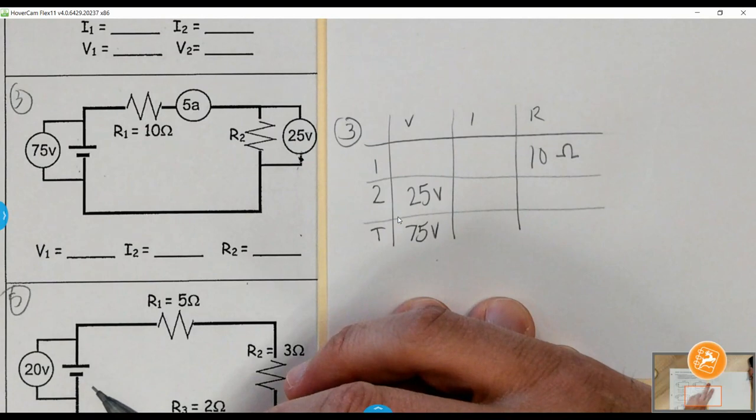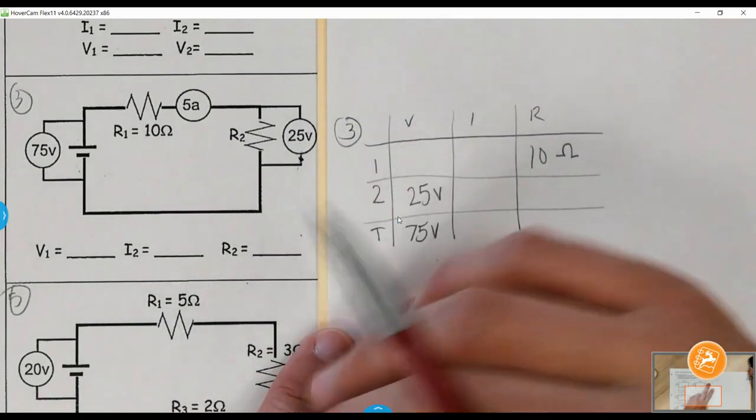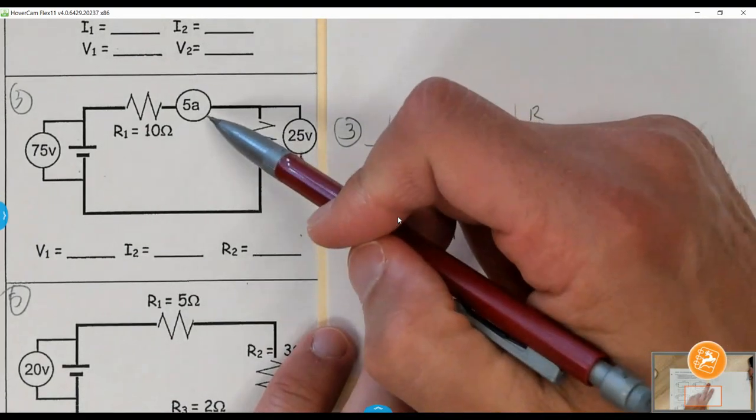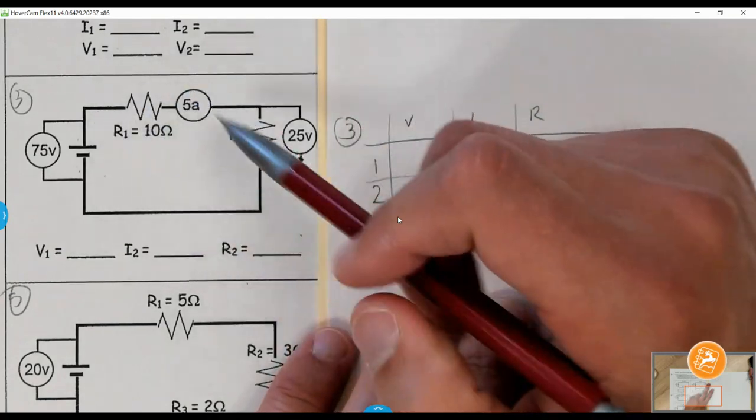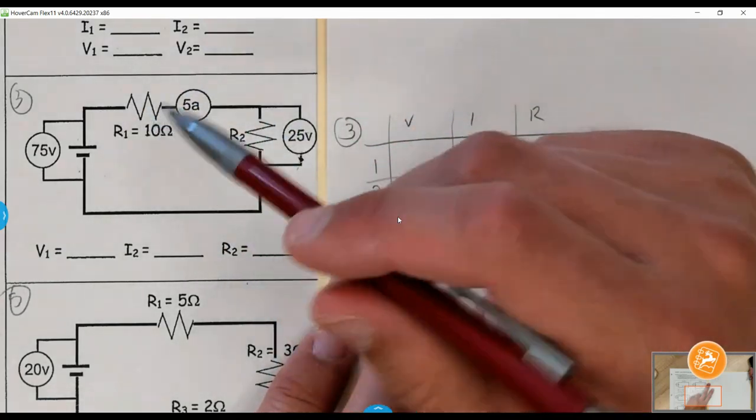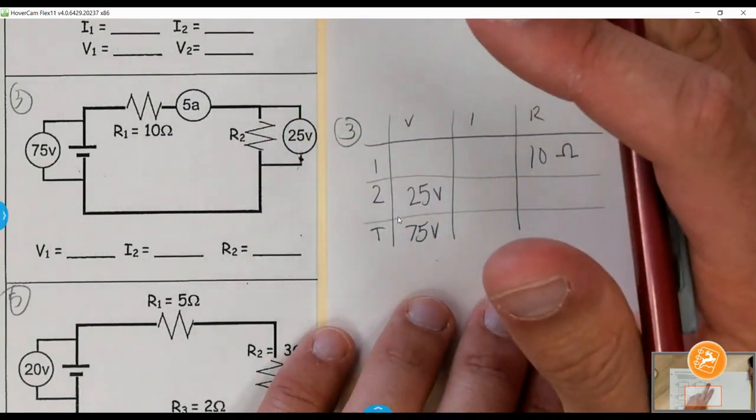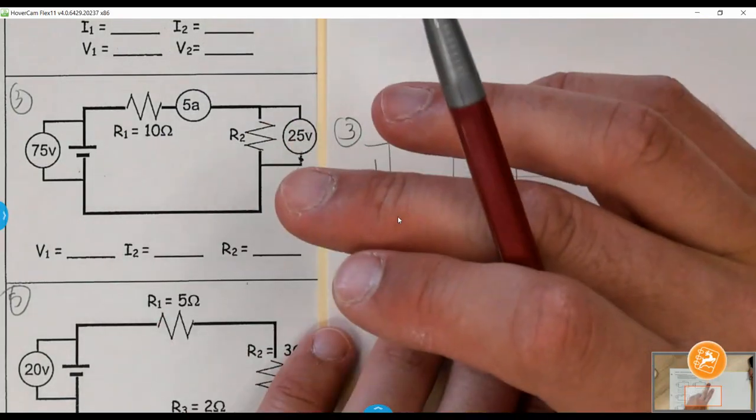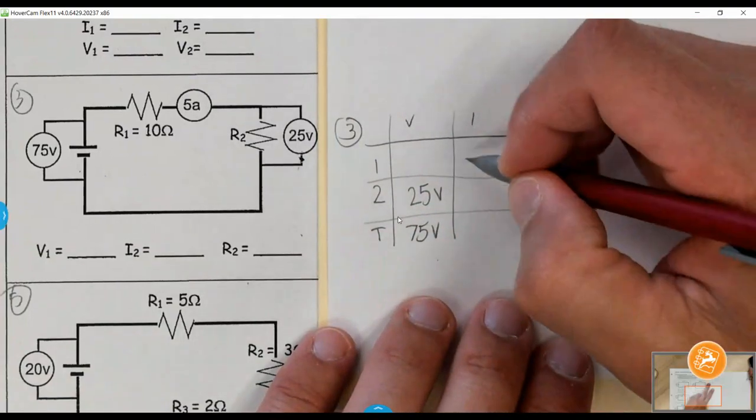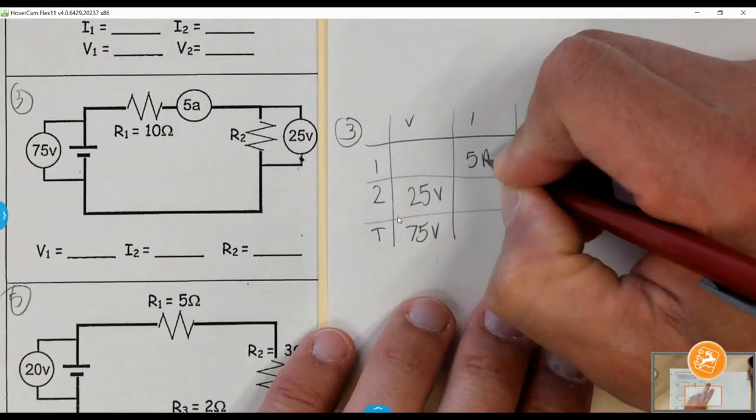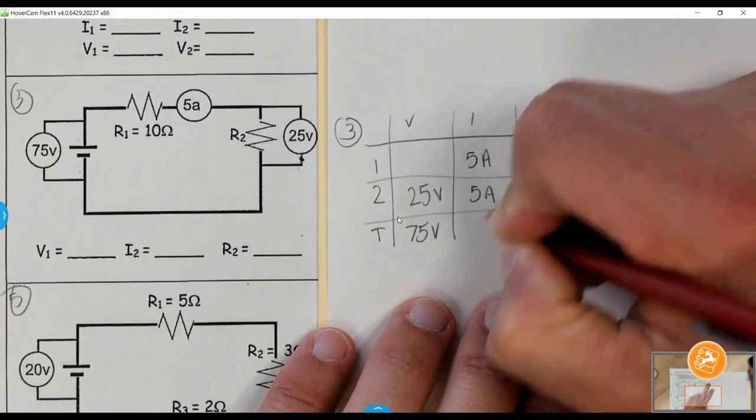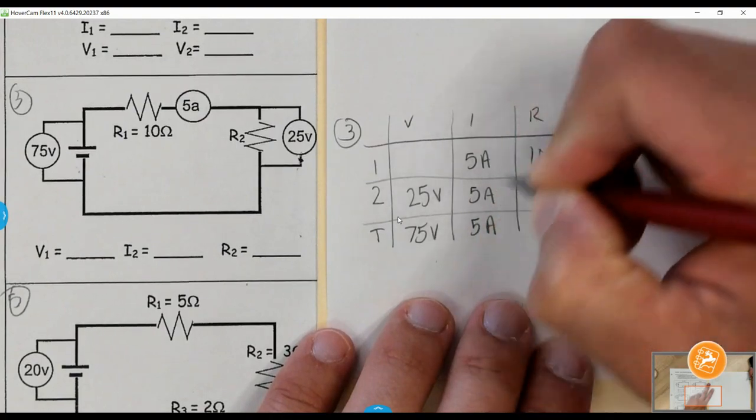And there's one other piece of information, this little 5 amps in a circle. What is that? That is the symbol for an ammeter. When you see this symbol anywhere along a series circuit path, it means the current's the same everywhere. So 5 amps, 5 amps, 5 amps.